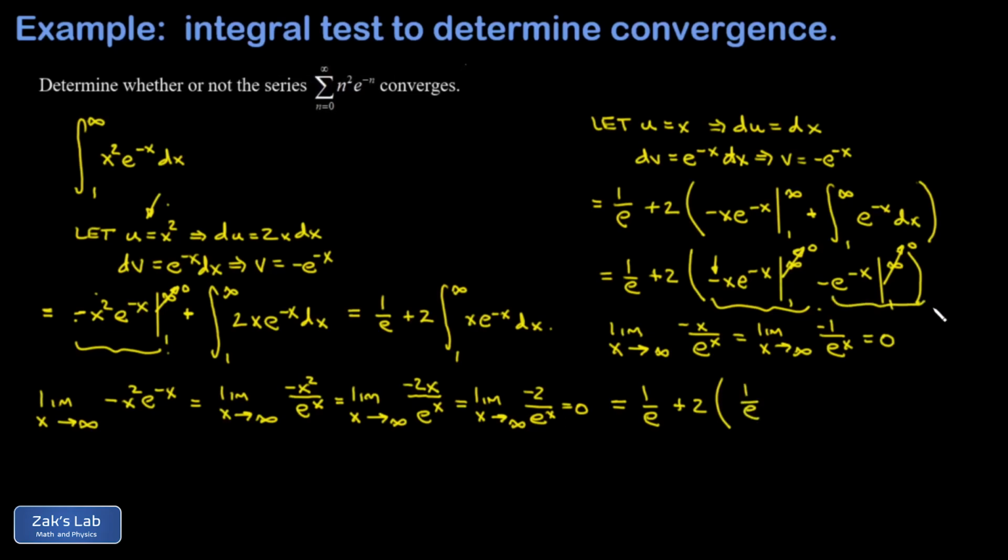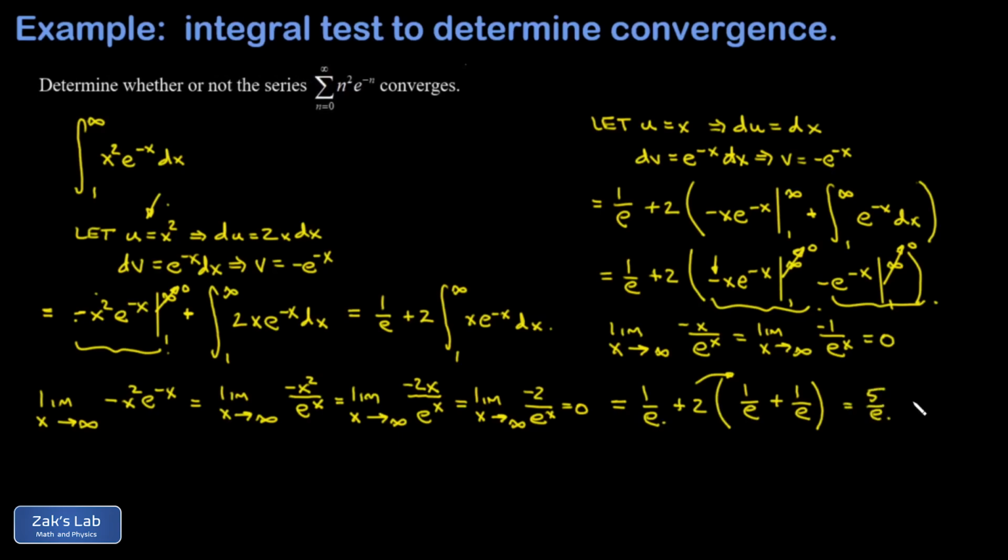In the second piece, again, the upper limit vanished. I subtract what I get in the lower limit, giving me a positive sign. And what I get in the lower limit is just e to the negative 1, or 1 over e. Now in those parentheses, I have a 1 over e plus 1 over e, which is 2 over e. And then I'm multiplying it by 2, which gives me 4 over e. I add that to the 1 over e out in front, and I get a 5 over e.